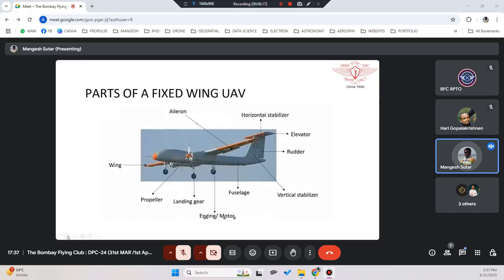Okay, so let's see what are the parts of the fixed wing. So this is a standard fixed wing UAV. So you will have a wing like a normal aircraft where you will have ailerons. Then you have the engine with the propeller, attached on both sides. Then you have landing gears. Then you have a fuselage which will be holding your payloads.